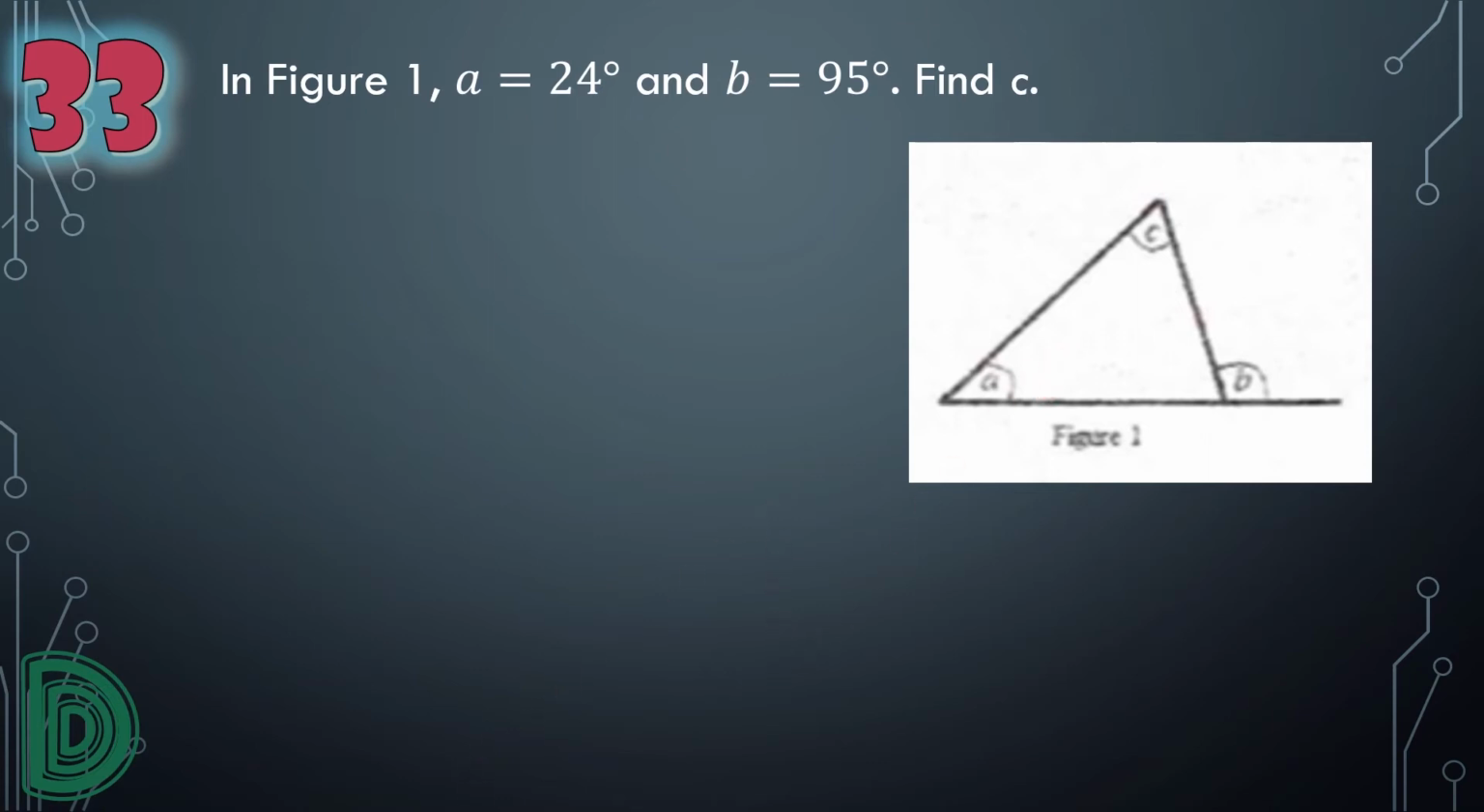Therefore, by the exterior angle theorem, we will have measure of angle B is equal to the measure of angle A plus measure of angle C. Hence, we have angle B equal to 95 degrees and angle A is 24. So we're looking for the measure of C. Subtracting 24 from both sides, we will have 71 is equal to C. Therefore, C is equal to 71 degrees.